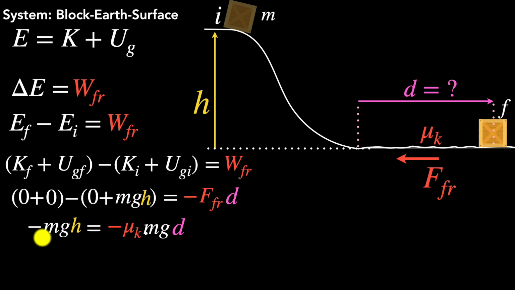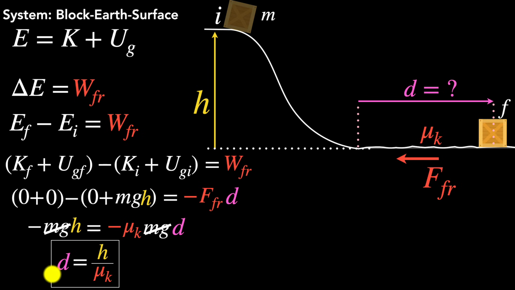And mg cancels out. And there you have it. The negative sign cancels out. And so d equals h divided by mu k. And we have found the expression for this distance. Okay, let's do a sense check. That's always a great idea to do a sense check over here.